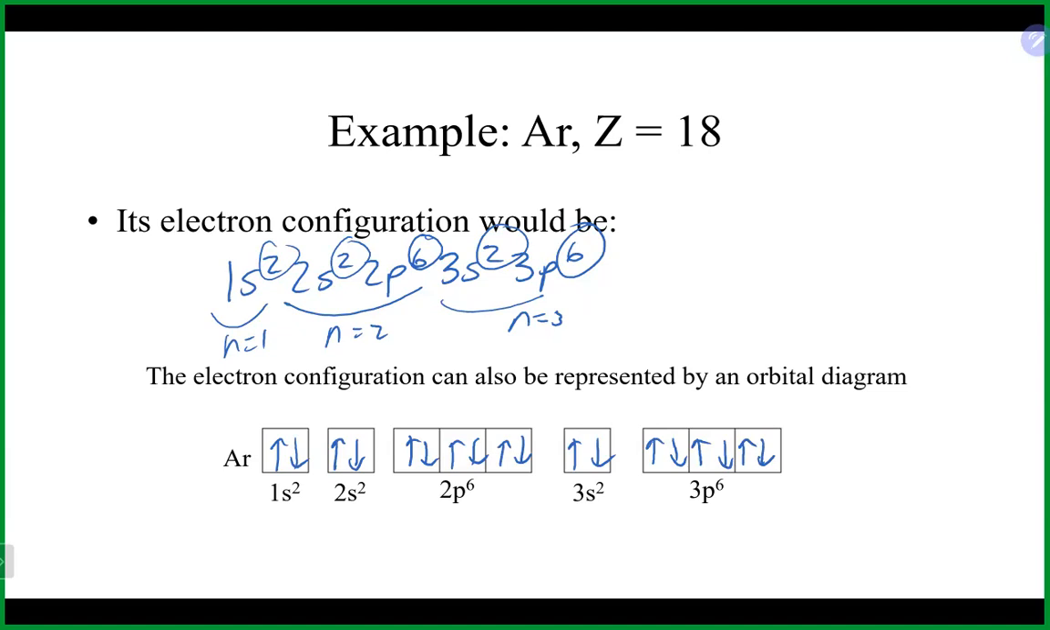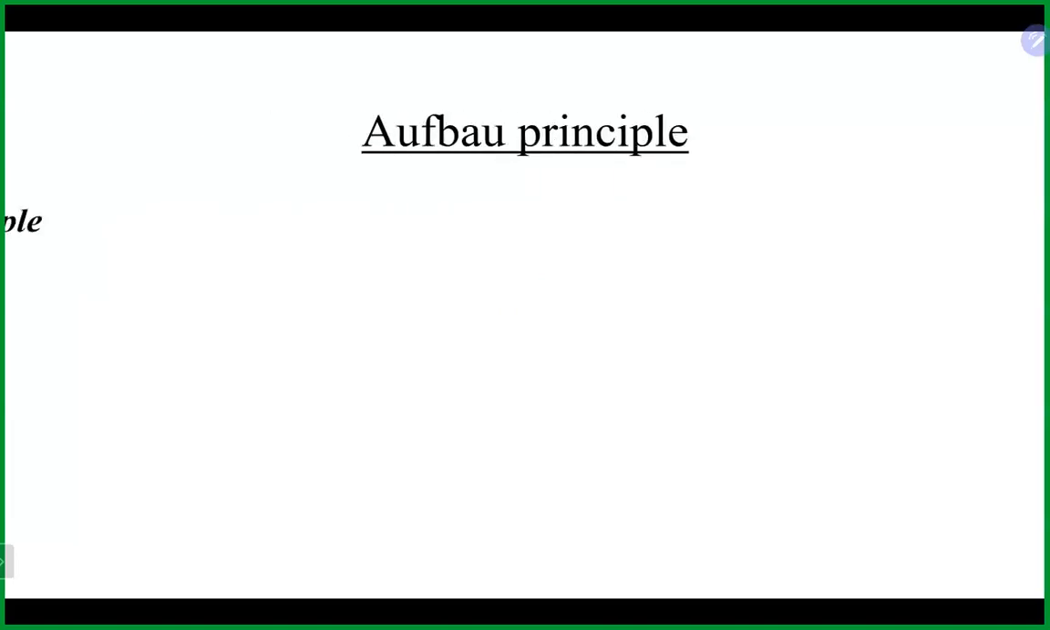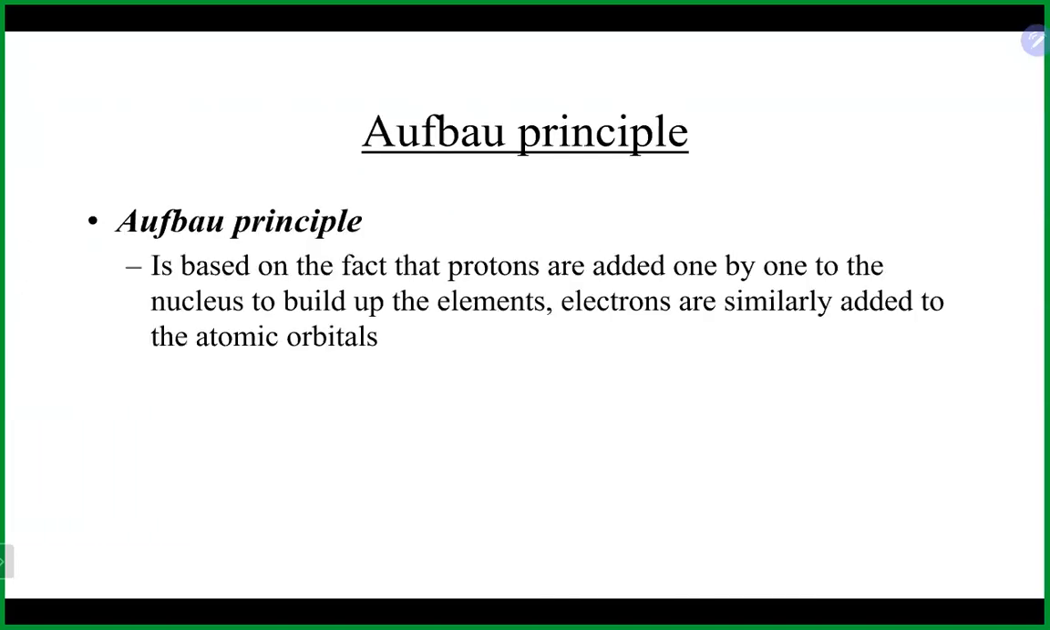Okay, so let's talk about a couple of other ways that electron configuration is sometimes written. As you can see here, this is a little picture of the ending of each of those electron configurations, how they end. An idea which is referred to as the Aufbau principle is based on the fact that protons are essentially added one at a time to our atom, and that is the build-up principle. Electrons, again, are also added in a similar fashion, one at a time, until we fill it all up. Again, lowest energy to highest energy when we do that.